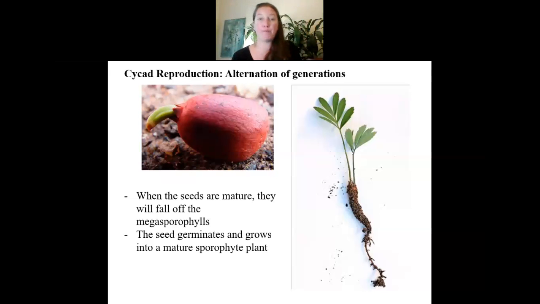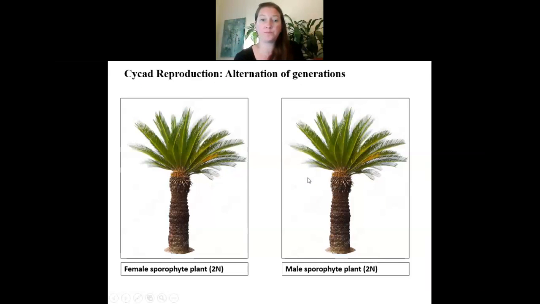Seed's going to fall off the female sporophyte plant, land on the ground, germinate, and then the embryo will grow into the new sporophyte plant. And then you're at the beginning again of the alternation of generations. So that is the cycads. Okay.